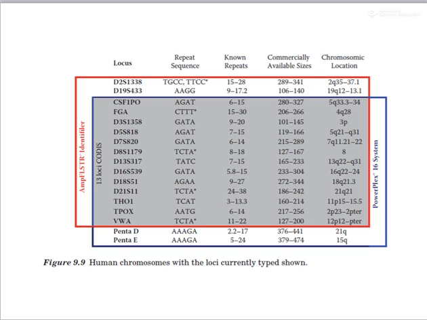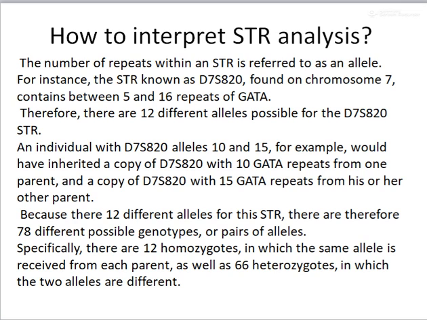Now, let's do the interpretation. As I mentioned earlier, for every locus that we have, the number of repeats is referred to as an allele. If you have an STR, or short tandem repeat, of D7S820 found on chromosome 7, it can contain 5 to 16 repeats. Now if you count from 5 to 16: 5, 6, 7, 8, 9, 10, 11, 12, 13, 14, 15, 16. So there are 12 different alleles possible for this particular STR.